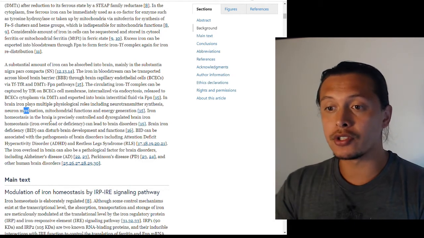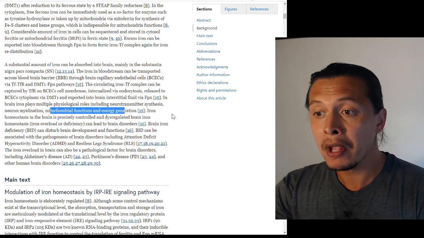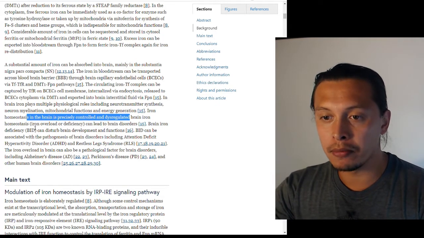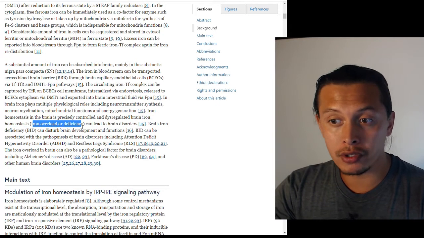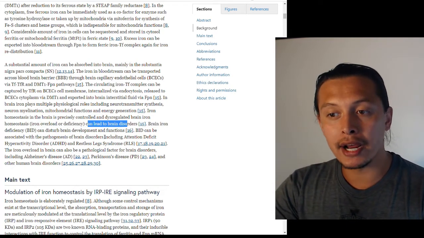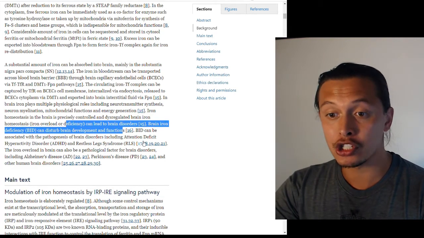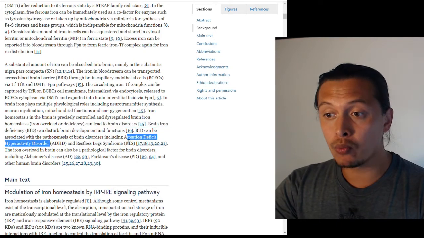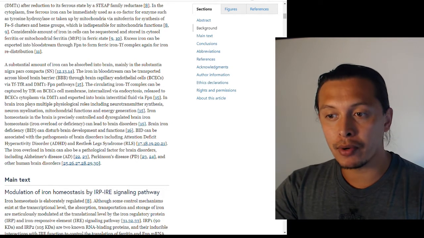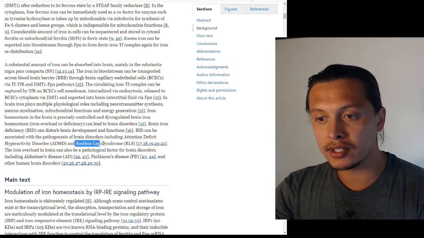So let's continue. There's also mitochondrial function and energy generation in the brain. Iron homeostasis in the brain is precisely controlled, and dysregulated brain iron homeostasis from either iron overload or deficiency can lead to brain disorders. Brain iron deficiency, or BID, can disturb brain development and function. BID can be associated with pathogenesis of brain disorders, including attention deficit hyperactivity disorder and restless leg syndrome.